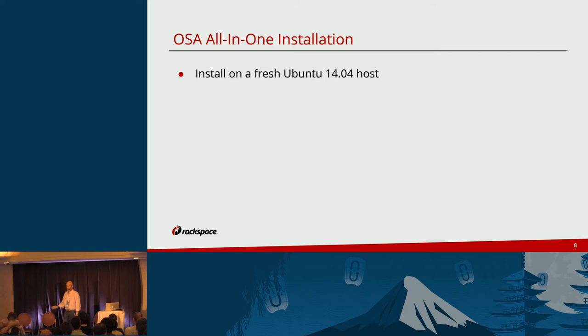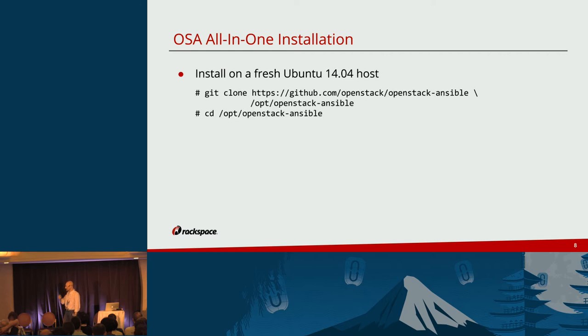So you need a 14.04 fresh VM or cloud server. You need to clone the project, OpenStack/OpenStack Ansible. We put it in /opt/OpenStack Ansible, but the choice is yours. And then you have a set of three scripts that you need to run. The first one, which comes with the project, is called Bootstrap AIO. This creates the configuration files that are proper for an all-in-one. So you don't have to worry about knowing how to configure this, which you can if you want to deploy it in a different way. But we have a script that does it all for you.